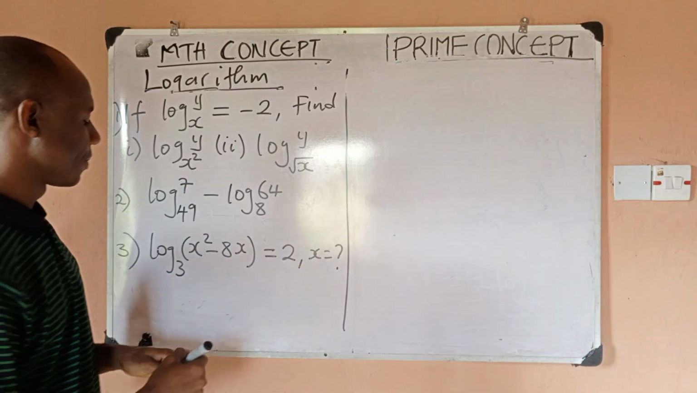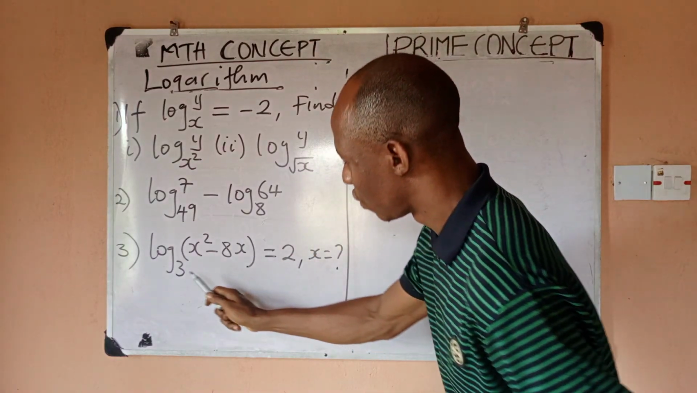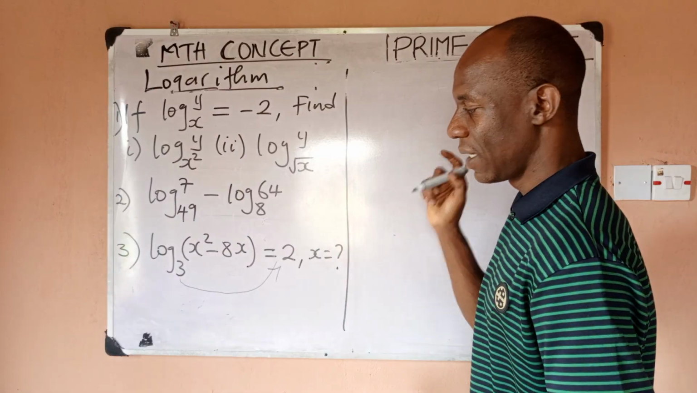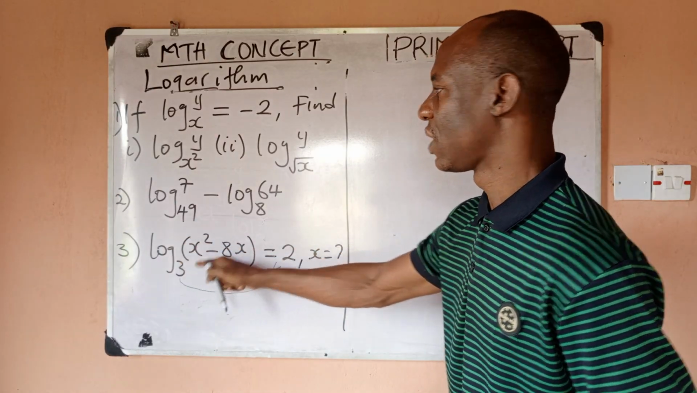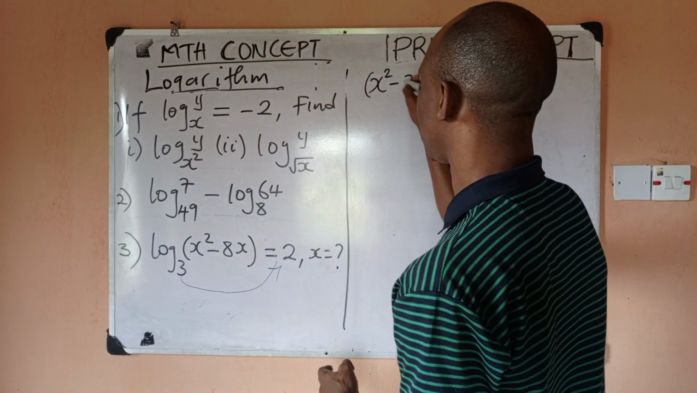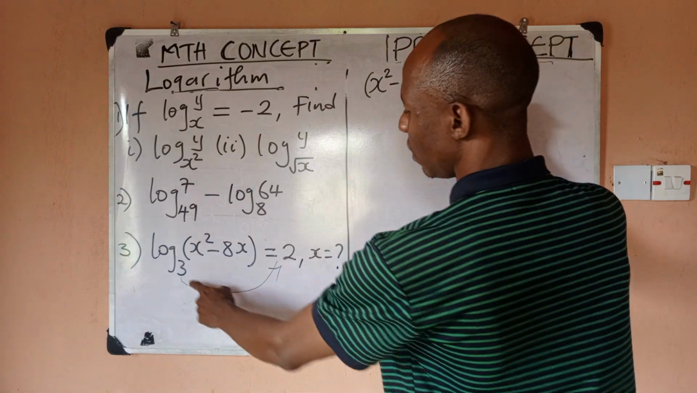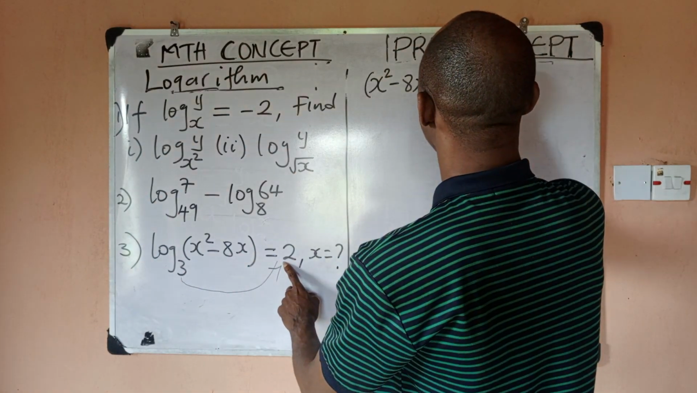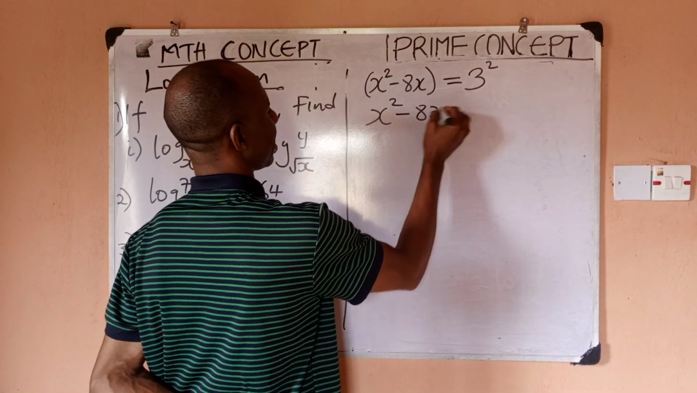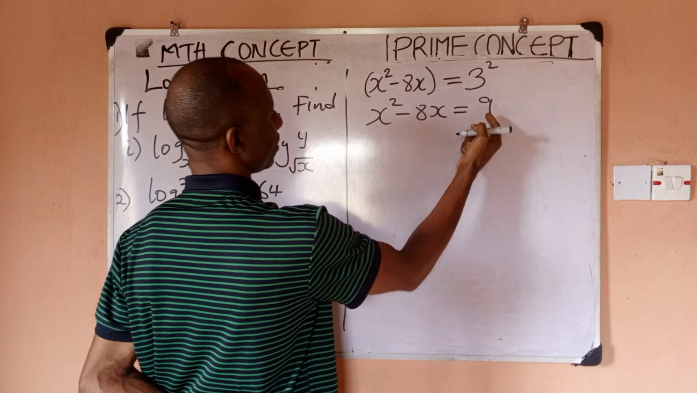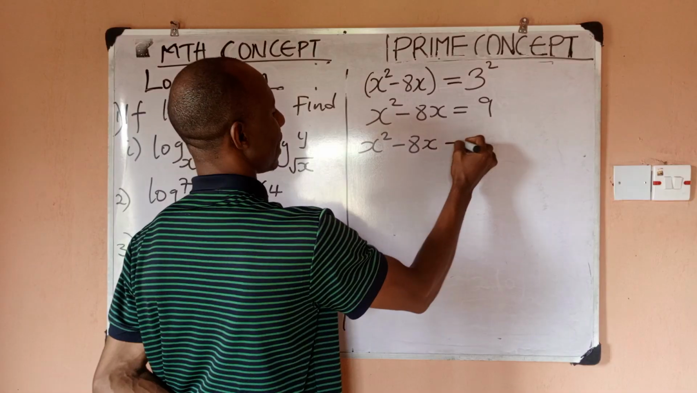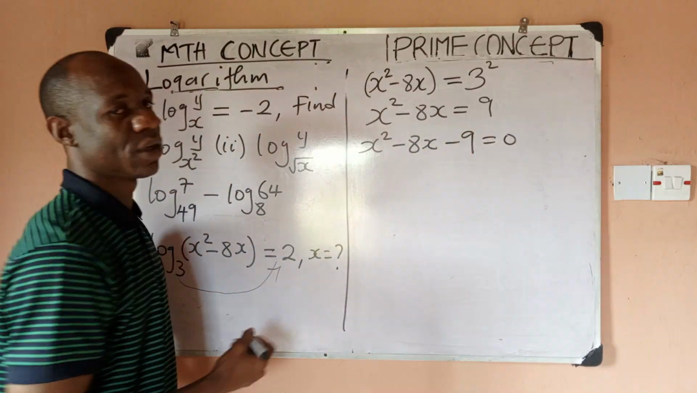So I have this. First thing I want to do is to know that this base, I can use it to raise this power up, and by the moment I do that, logarithm will disappear, right? So I will be left with x squared minus 8x equal to, this 3 is coming to raise this, equal to 3 to the power 2. So I have x squared minus 8x equal to 9. When I bring this to this side, I have x squared minus 8x minus 9 equals 0. This is now a quadratic.